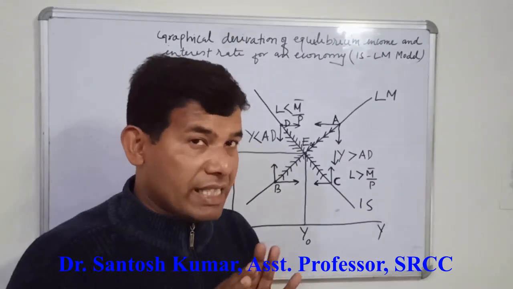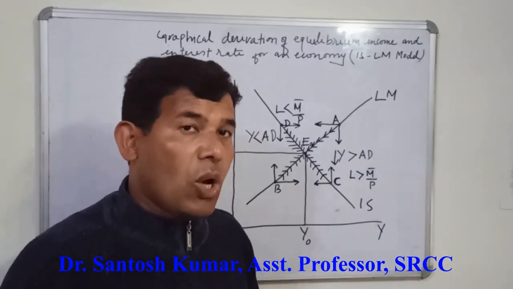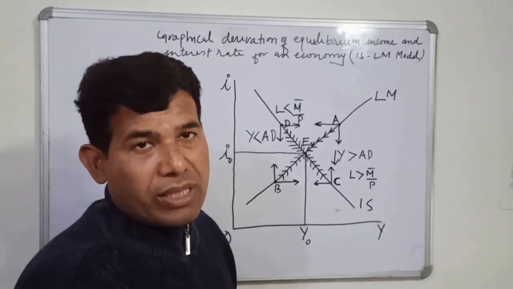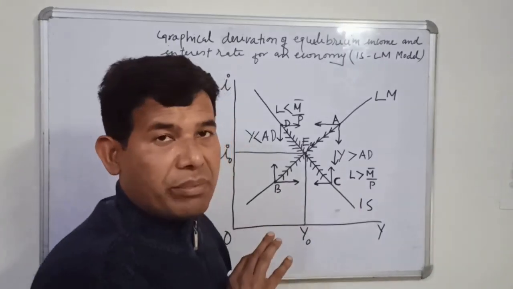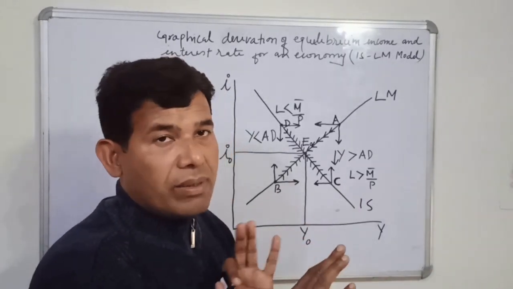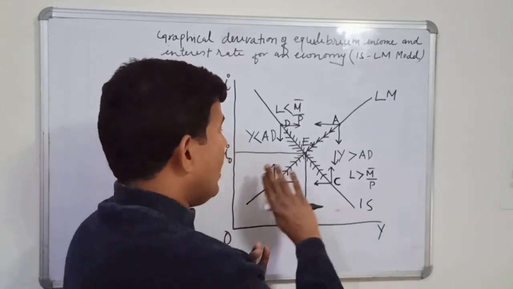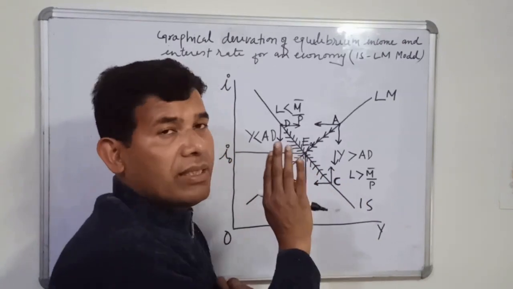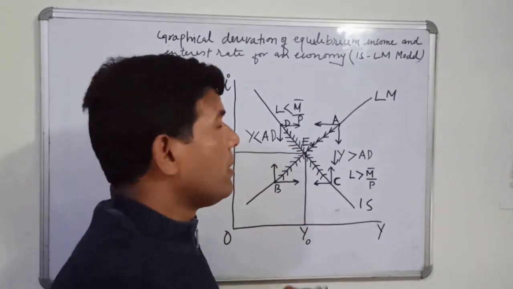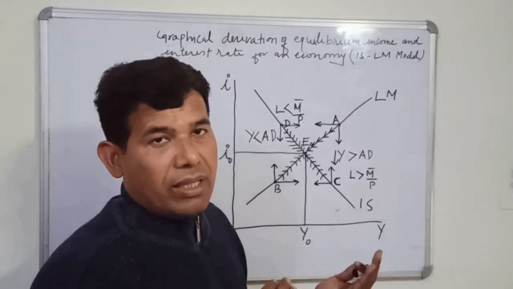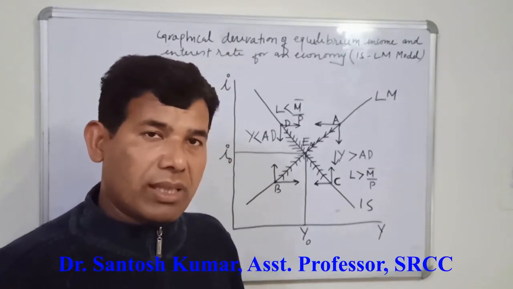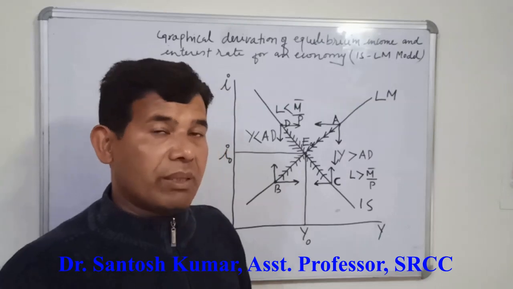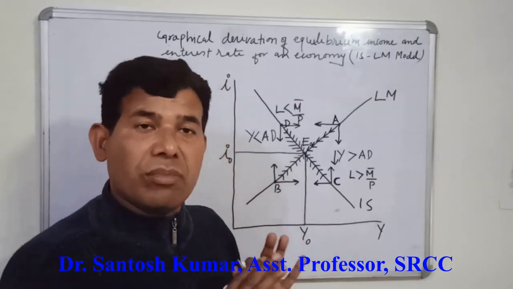The equilibrium point can change only when either the IS curve shifts or the LM curve shifts. Unless these curves shift, the equilibrium point will never change, it will remain at the same place. This is how we derive the equilibrium point as per the IS-LM model. This is how we derive the equilibrium level of income in the Keynesian framework using the IS-LM model.